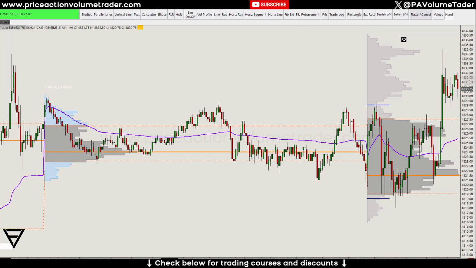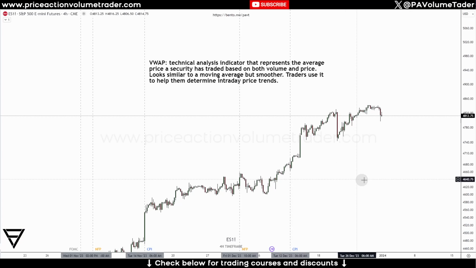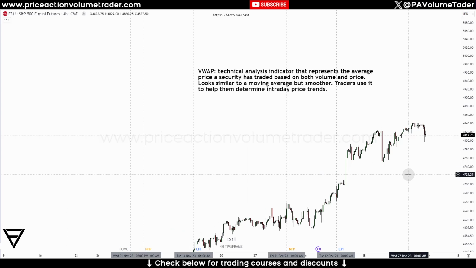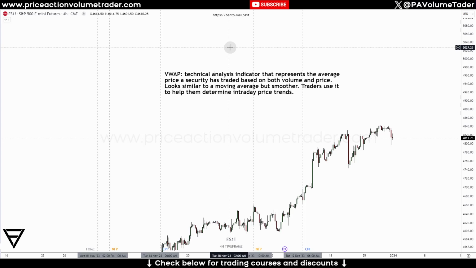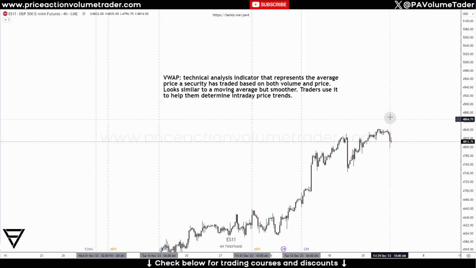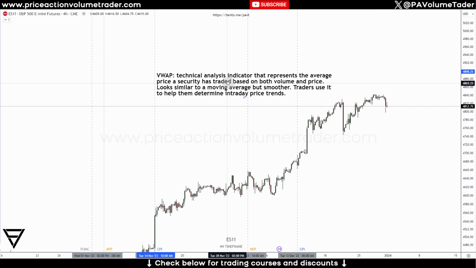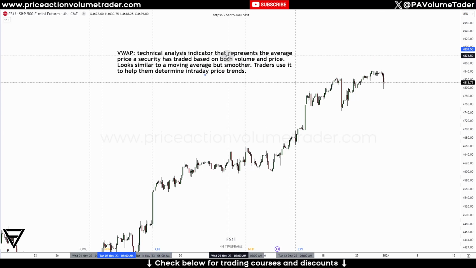If we're above VWAP, buyers are in control. If we're below, sellers are in control. Okay, and the VWAP is also used by a lot of institutions. You read a lot of videos about all these dumb strategies where people say, oh, trade like the banks, trade like the institutions, and it's pretty much all BS. But the VWAP is actually an indicator that is used by institutions because it gives them an indication of what the fair market value is, meaning where traders are willing to be buying volumes of a certain security.